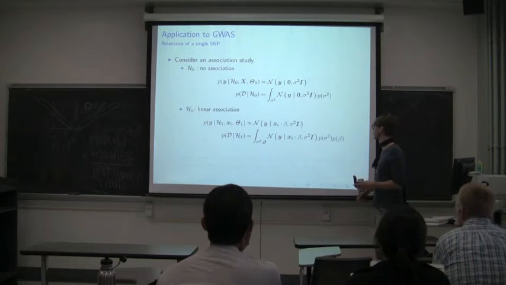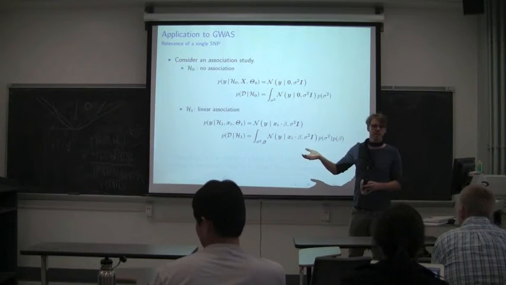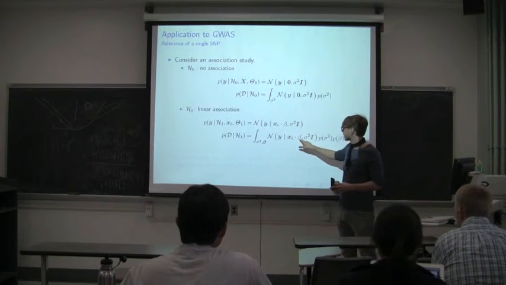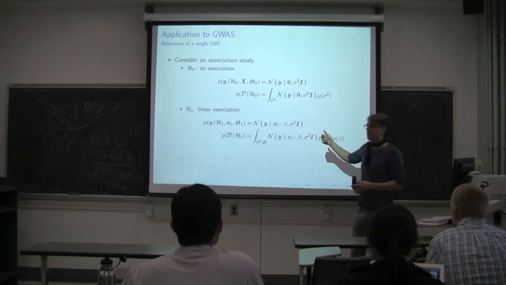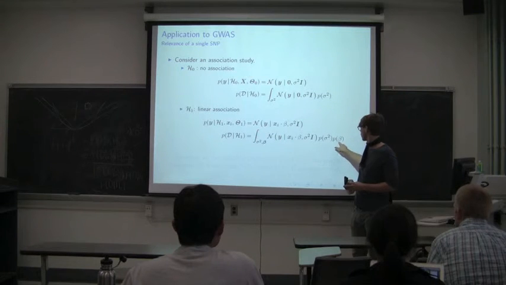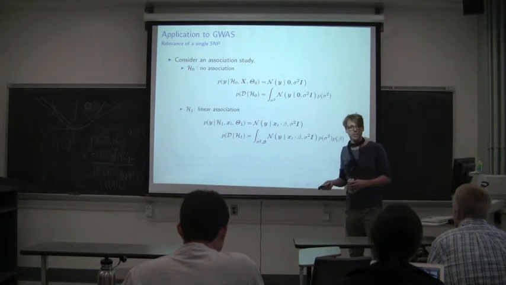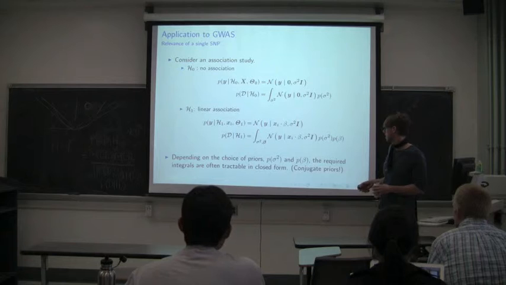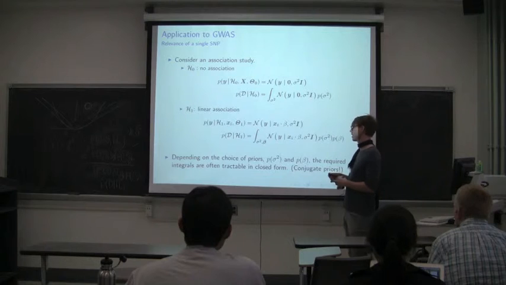And now, because of this kind of Occam's razor effect, if actually there is no true association, so if X has no effect on Y, then most likely the evidence will go down, because we have to integrate over all the possible ways of beta, we have to average, and the integral has to go to 1, so that will be bad.